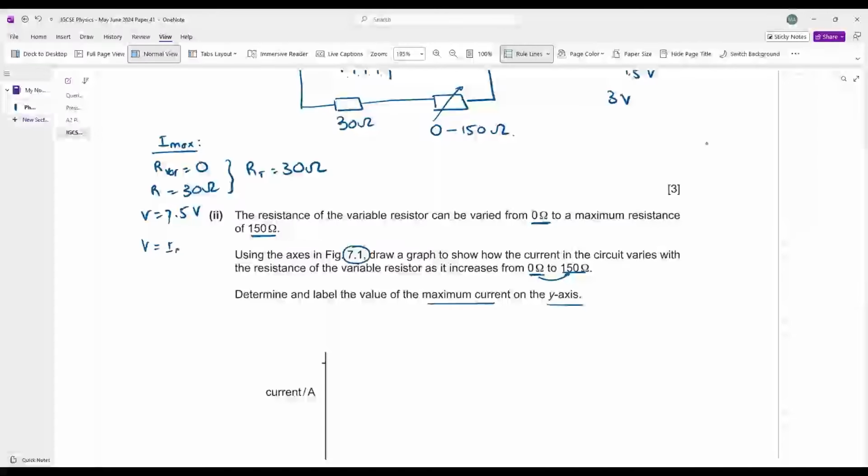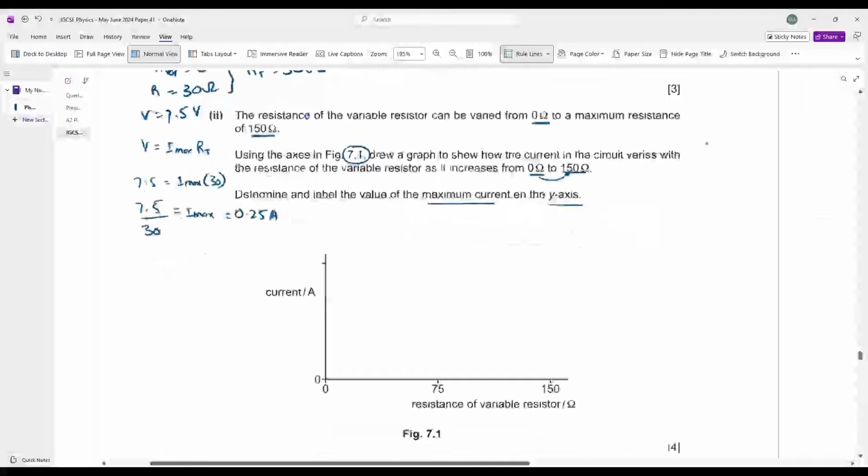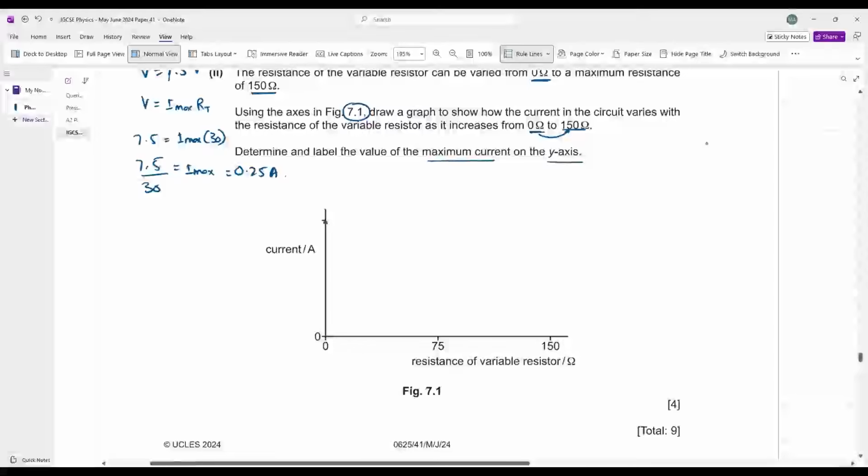V is equal to I max R_T. V क्या है 7.5. I max हमने निकालना है. R_T क्या है बेटा 30. 7.5 divided by 30. Calculate the current. I max निकालो करंट क्या आता है भाई 7.5 divided by 30. The current comes out to be 0.25 ampere. This is the maximum value of current.